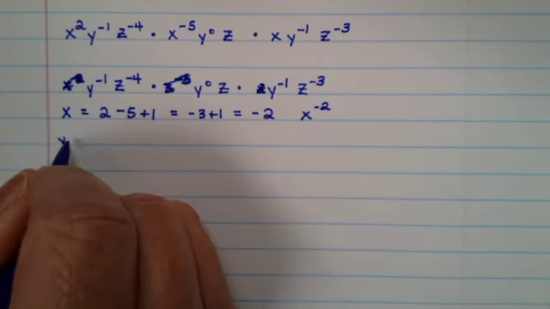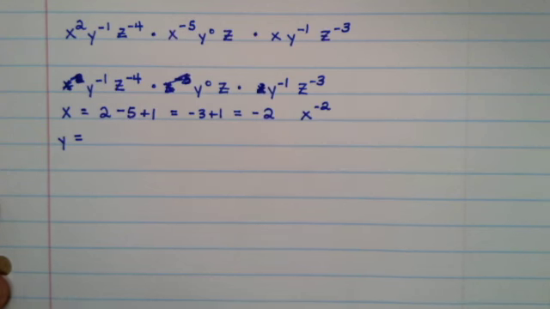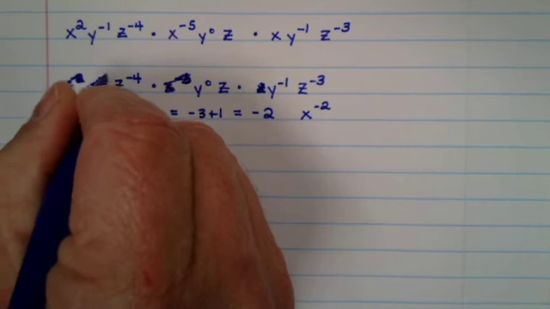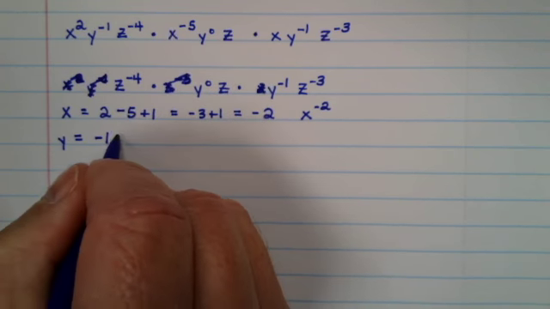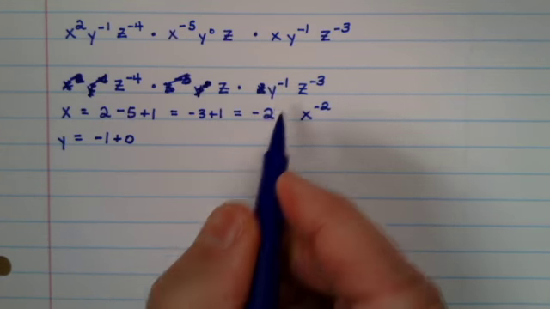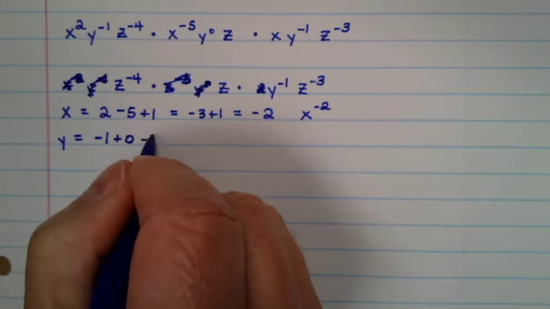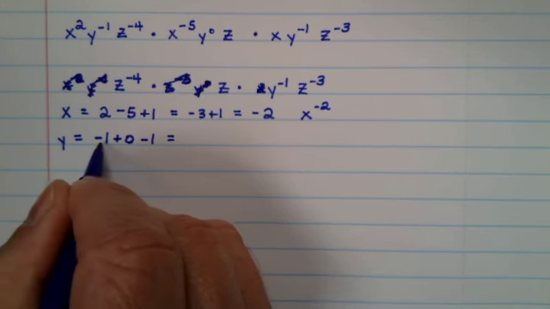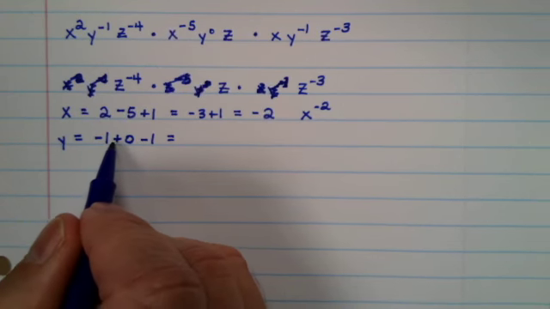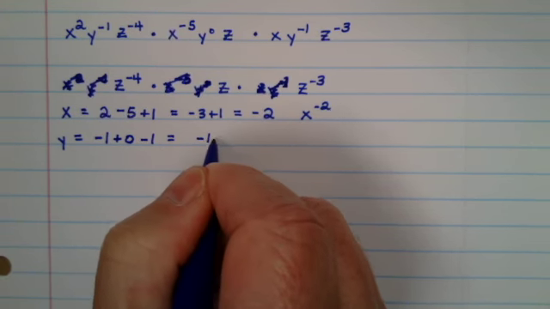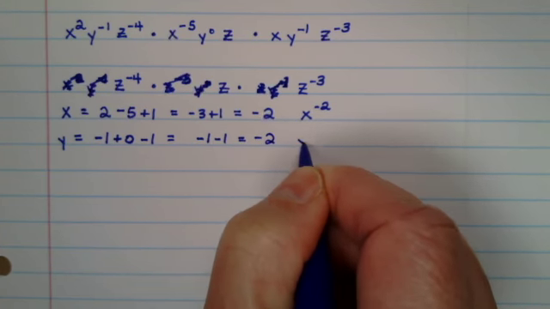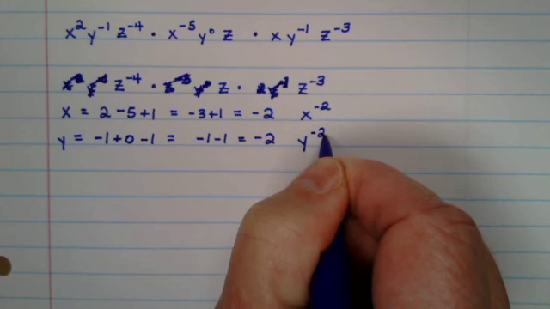Then I'm going to go to my y's. I'm going to write down all the exponents on the y's. The exponent on this y is negative 1. Mark through it. The exponent on this y is 0. Mark through that one. The exponent on this y is negative 1. Let me make sure I mark through that one. Negative 1 plus 0 is negative 1, and negative 1 minus 1 is negative 2. The exponent on that y is also negative 2.